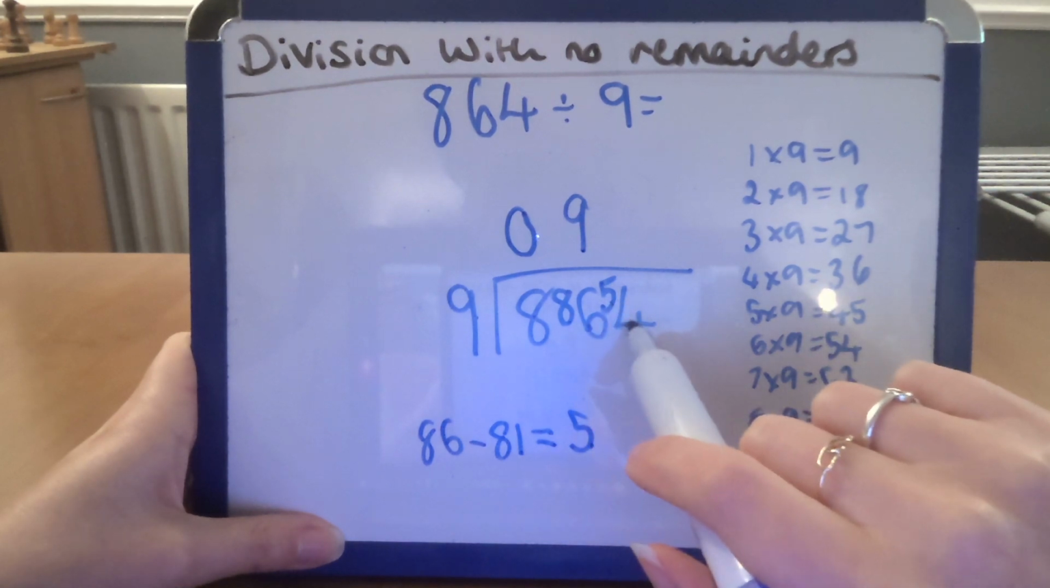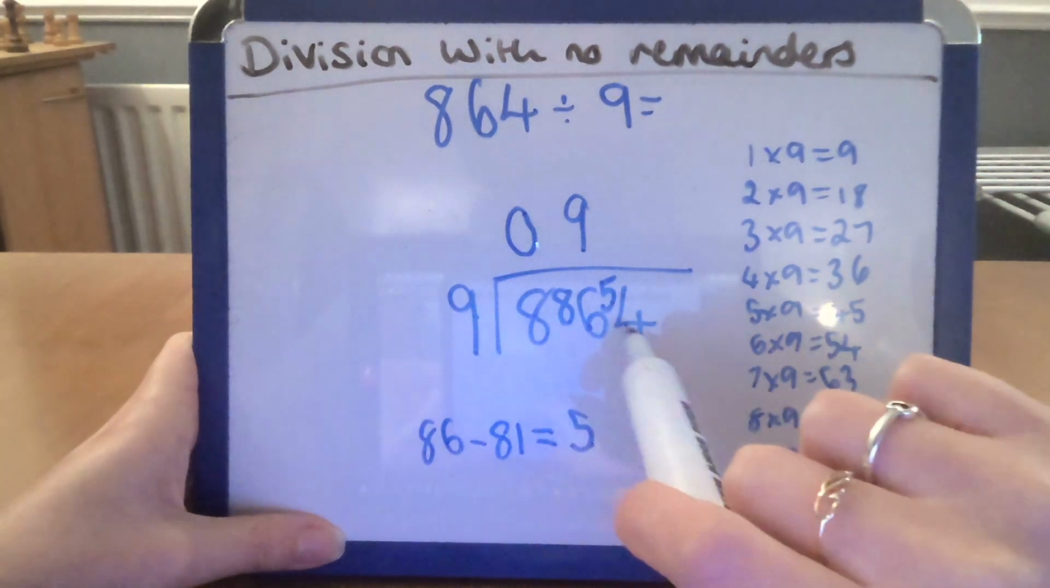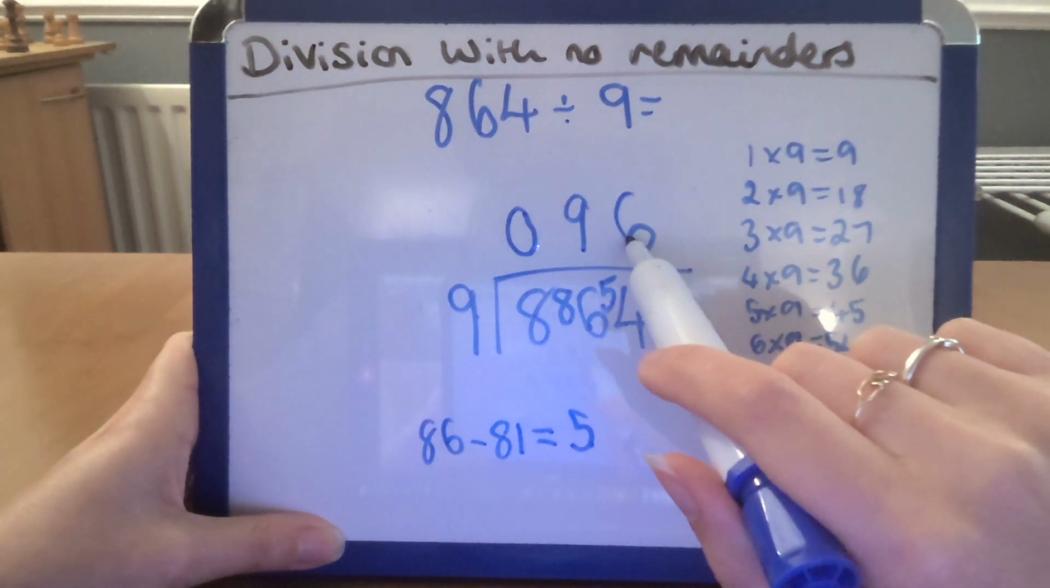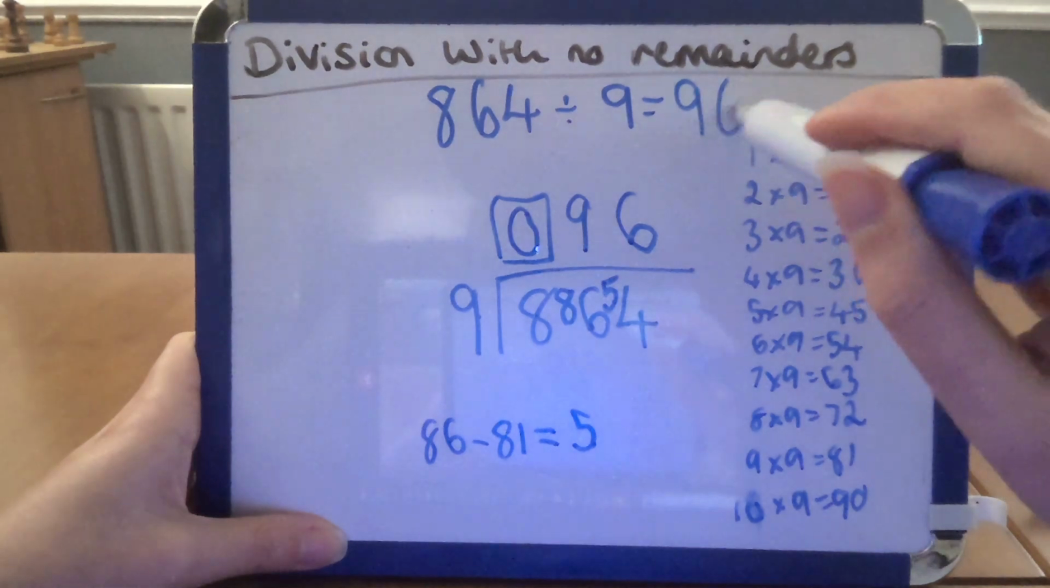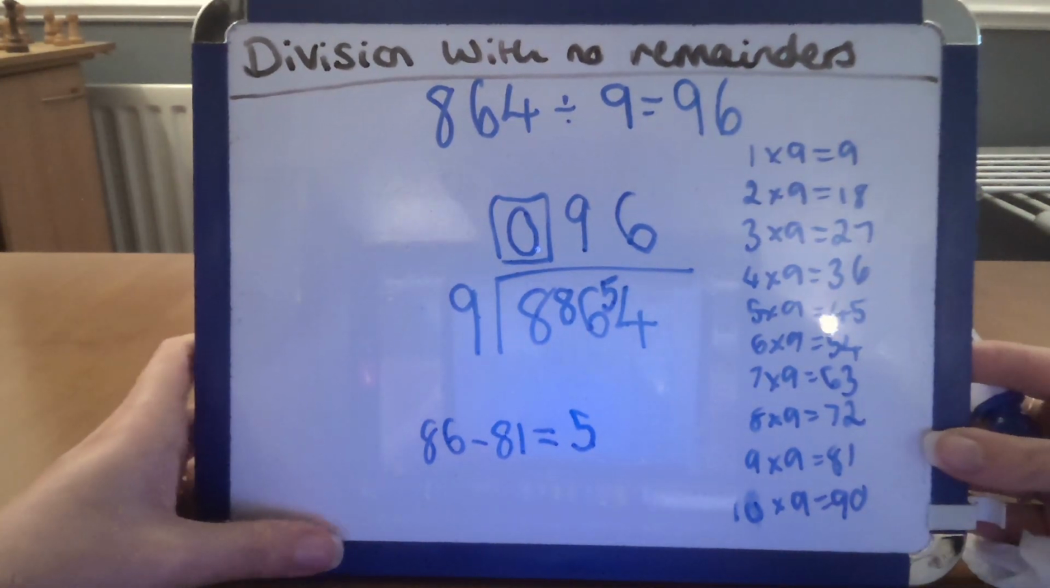That 5 goes next to that 4. 9 into 54 goes 6 times. So just like before, we don't actually need this 0. It is just 96.